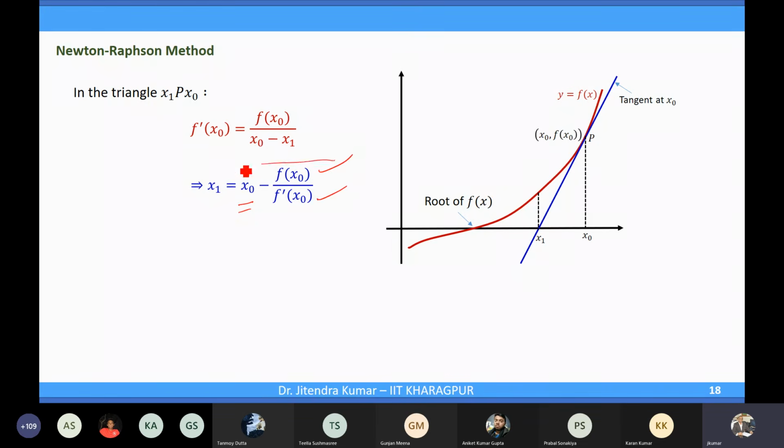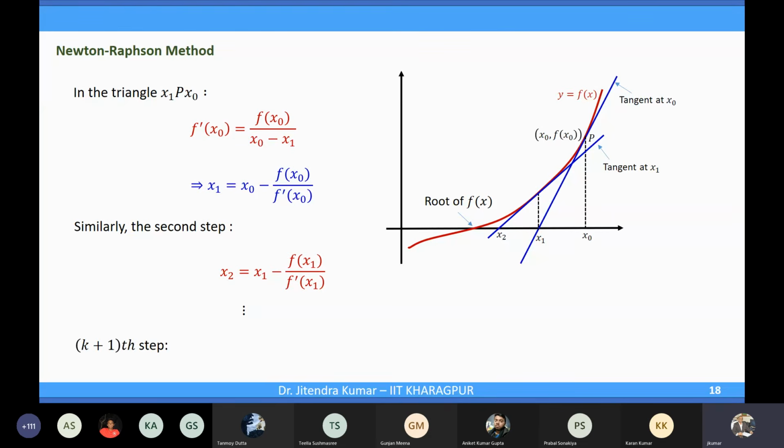This is the formula of the Newton-Raphson method, which we can generalize now. This is our first step, where we start from x0 and then get x1. But then again we proceed in a similar fashion. We have x1, then f(x1), and then again you draw a tangent, which will meet here, and again from this triangle you compute your x2. So x2 will be x1 minus f(x1) divided by f'(x1). Then we have x3, then x4.